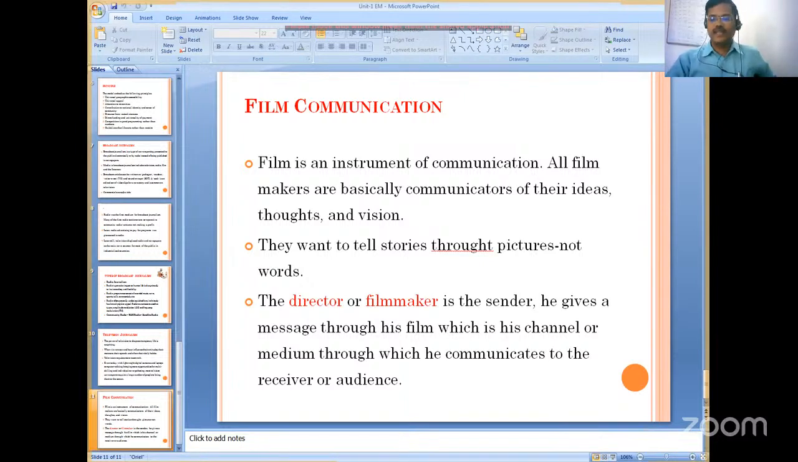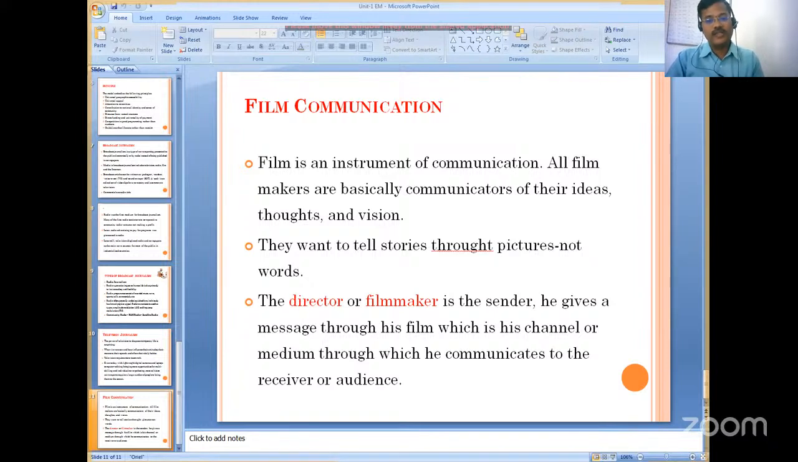All filmmakers are basically communicators of their ideas, thoughts, and vision. But films sometimes may be fact, meaning true stories we listen to. Sometimes it may be a fiction. Sometimes it may be an idea of a filmmaker or a director. So there is no truth, there are no facts. That is why we cannot call it film journalism. Film communication only we call it in general.